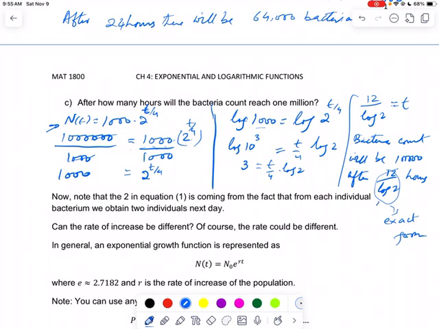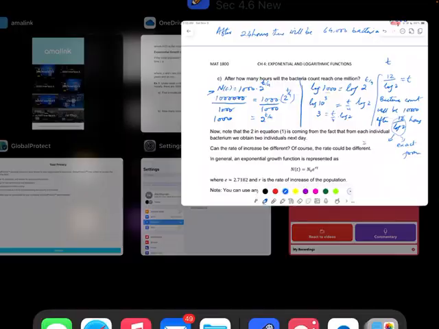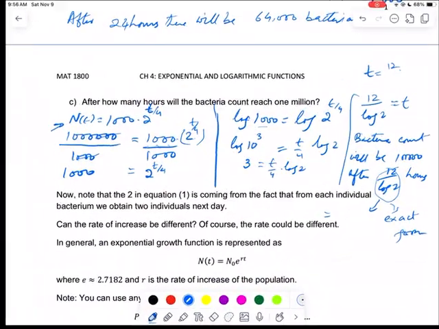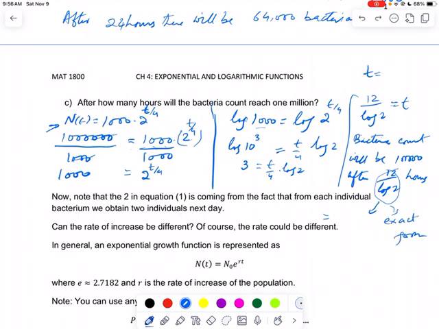So the approximate value of this, let me write it here, T is equal to 12 over log of 2, is coming out to be 39.863. Now remember, when we approximate values, we shouldn't just round off after decimal places, because you cannot have half a bacteria or 0.6 or 0.8 bacteria. So we round down. So we say we have about 39 bacteria.